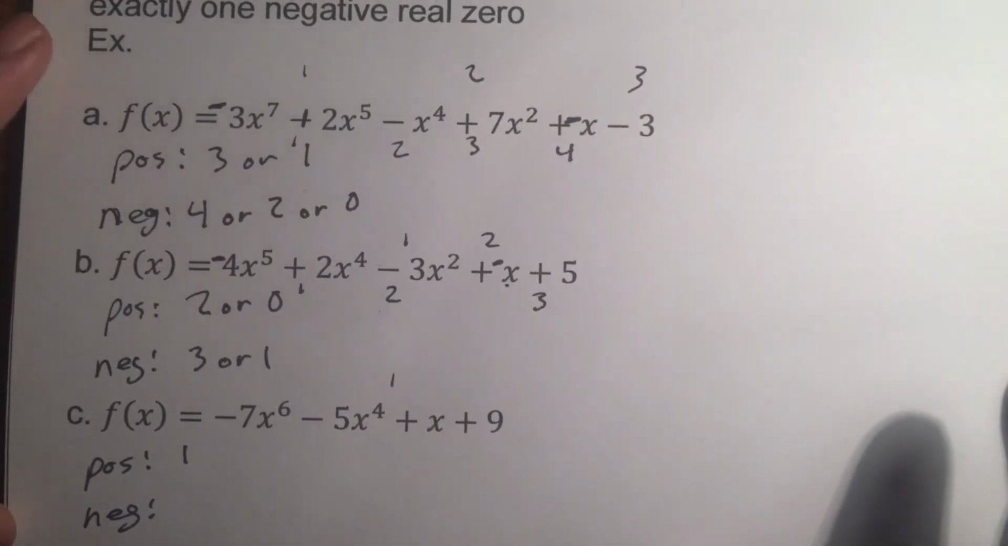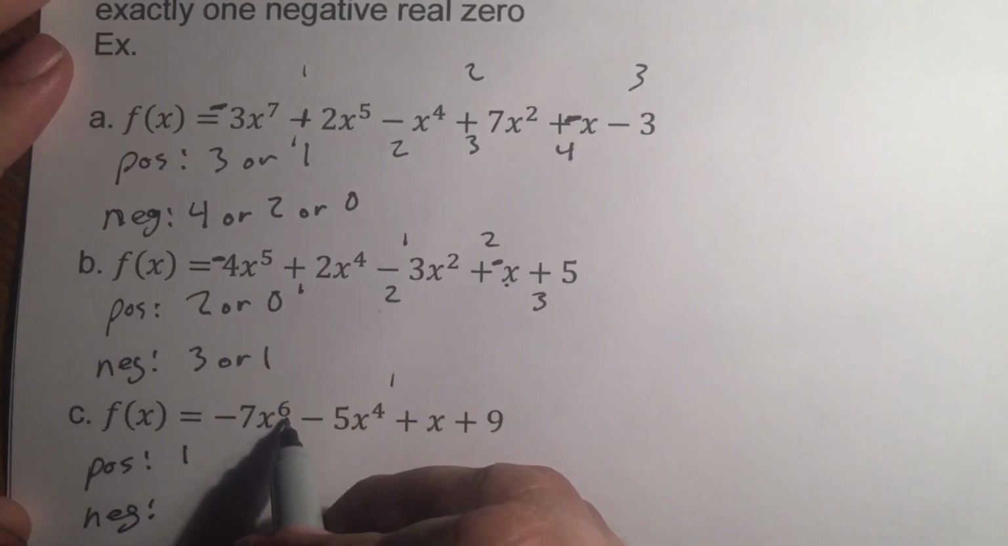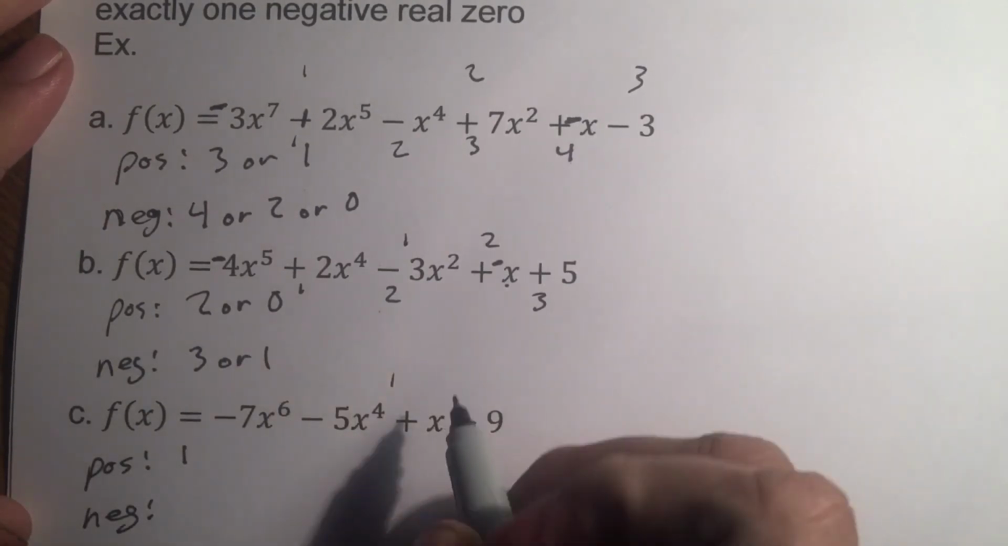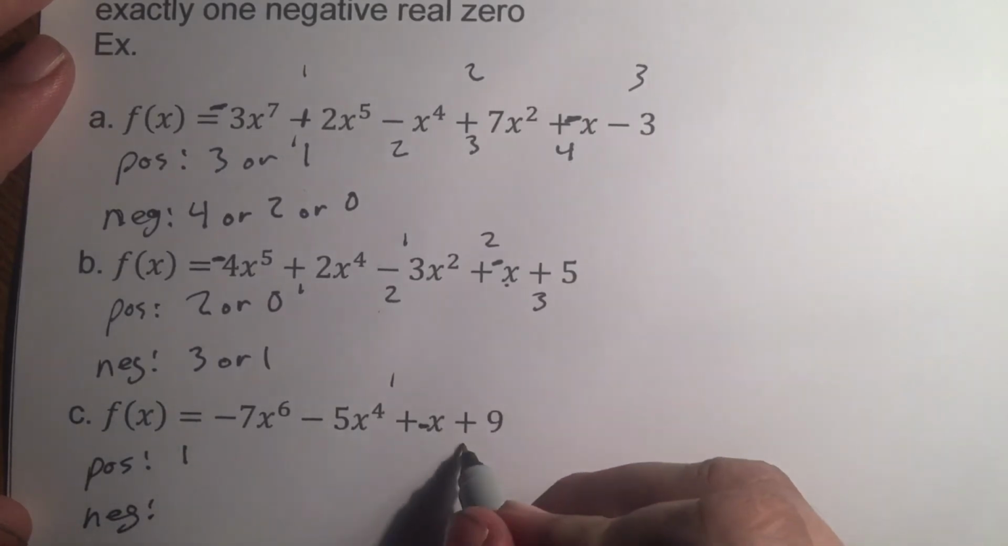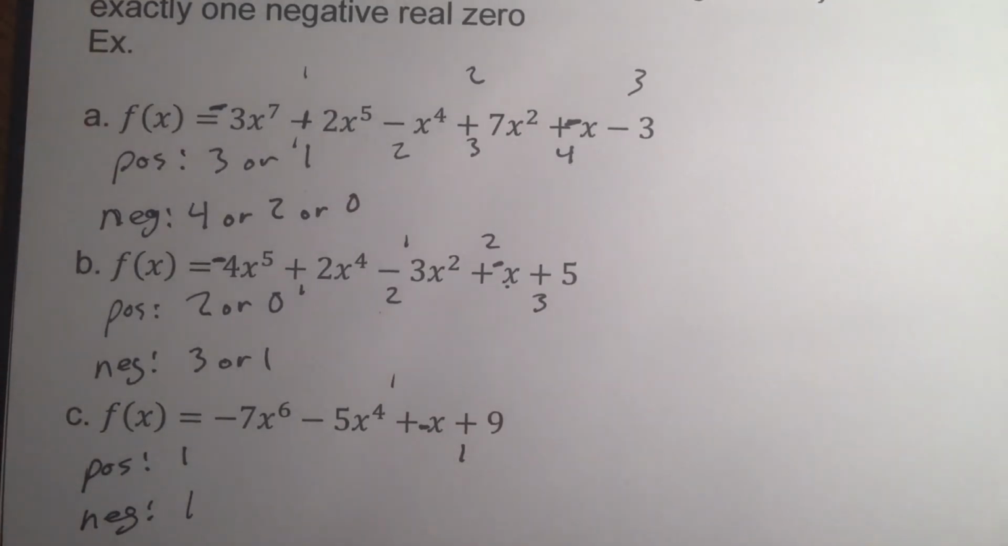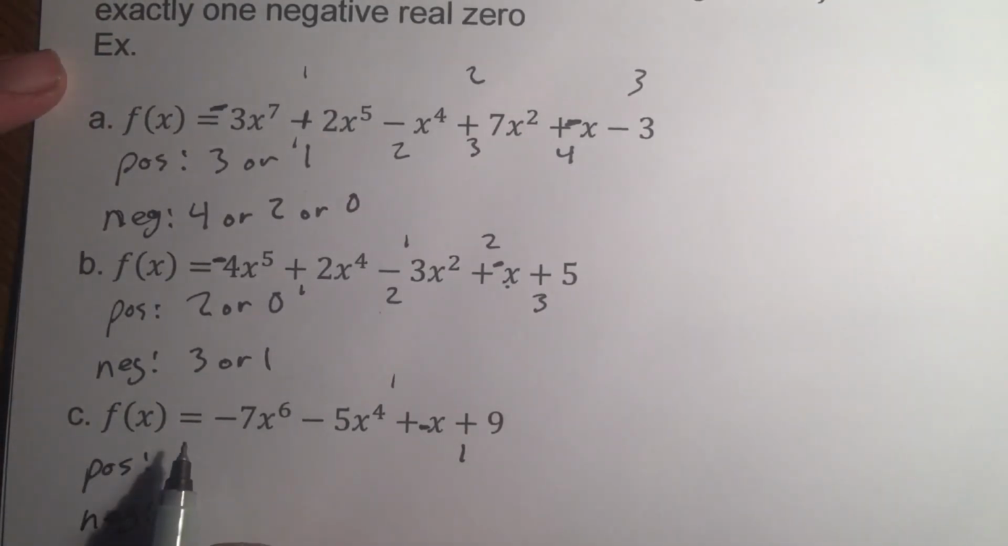Negative is my other possible here. So even wouldn't change, even wouldn't change, odd would change. So negative, negative, nothing, negative, negative, nothing, negative to positive be 1. So 1 negative. This is telling you right now there's 1 positive, 1 negative.